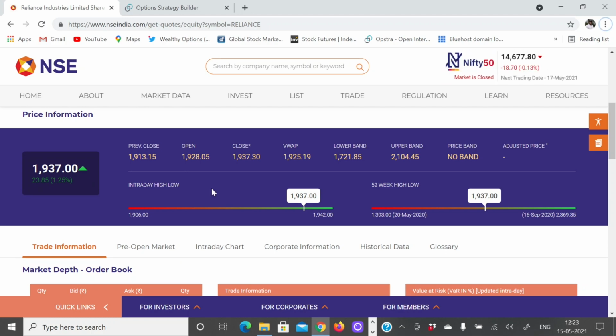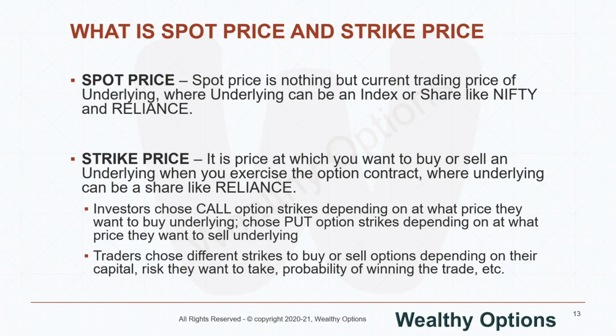Now let me explain what is strike price. A strike price is the price at which you want to buy or sell an underlying when you exercise the option contract. Again, the underlying can be a share like Reliance.